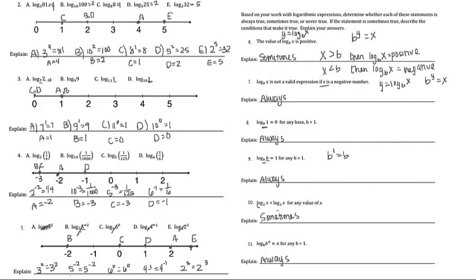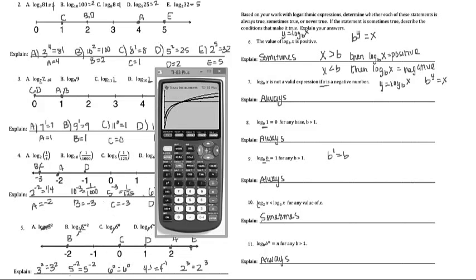Now number 10 is a little bit trickier. It's saying log base 2 of x is always less than log base 3 of x for any value of x. Well, that is sometimes true. Let me show you why.